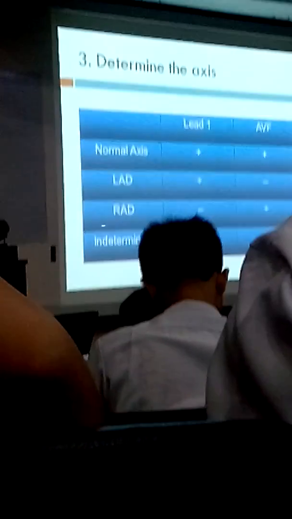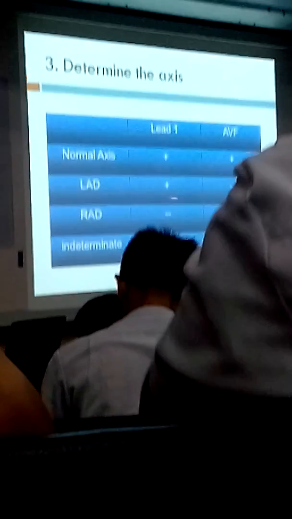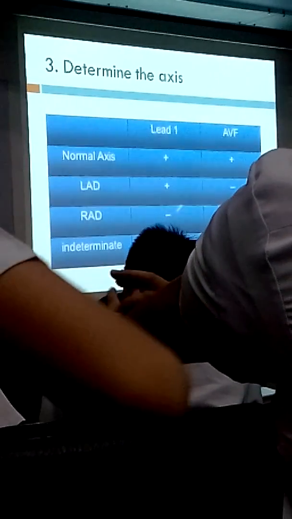If you talk about right axis deviation, the deflection is negative in your lead 1 and positive in your aVF, and if it's indeterminate, more or less 0. So you cannot determine if the axis of the heart is normal, is it in the left or in the right. So how are we going to do this?